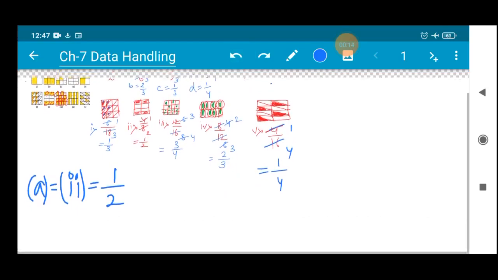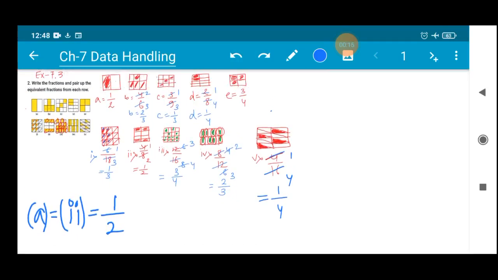Very simple. Now A is over. A is getting matched with 2. We are over with this. Alright. Next we have to match B. B is 2 by 3. So 2 by 3 is matching with 4. You can see, B is equal to 4 is equal to 2 by 3. That should be written like this.